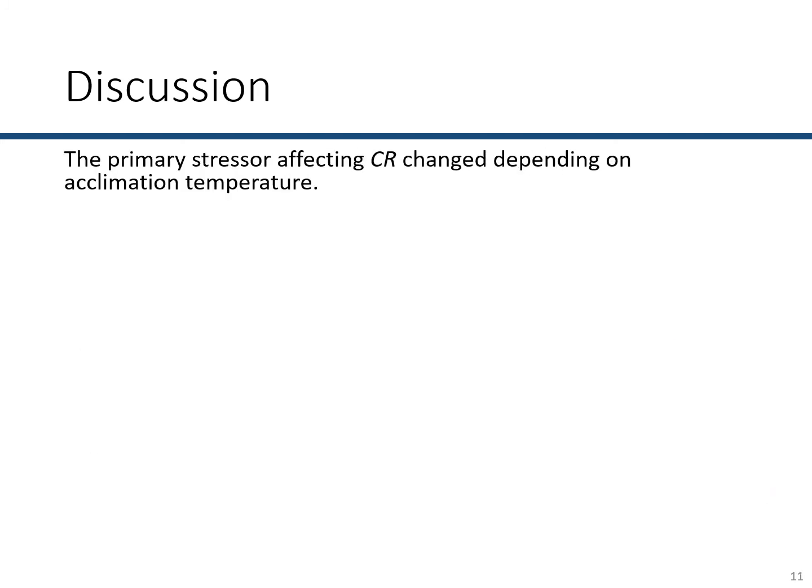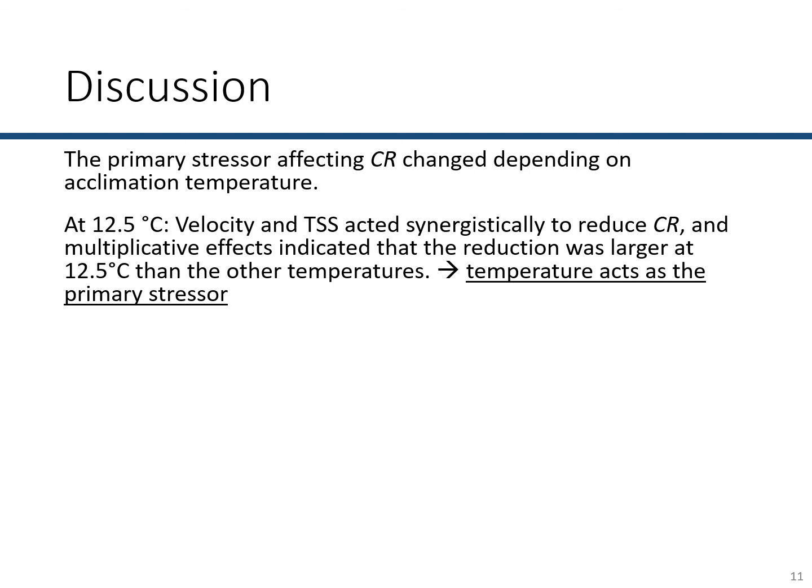Going further into that, I did find that the primary stressor affecting CR changed depending on acclimation temperature. For example, at 12.5 degrees, I found that velocity and TSS acted synergistically to reduce CR, and the multiplicative effects here indicated that this reduction was larger at this temperature than at the others. So here, temperature acted as the primary stressor.